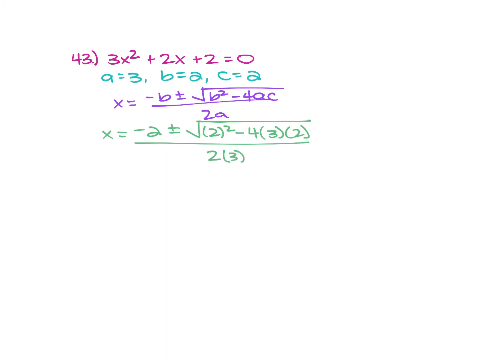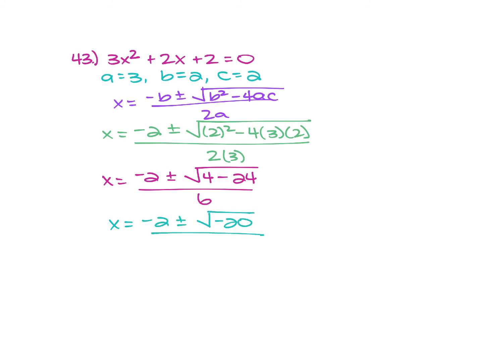The opposite of 2 is negative 2, which is what we have, so that's not going to change. Plus or minus the square root of 2 squared is 4. 4 times 3 is 12, times 2 is 24. So that's 4 minus 24 underneath that radical, and 2 times 3 in the denominator gives you 6. If we subtract underneath your radical, we're going to have x is equal to negative 2 plus or minus the square root of negative 20 all over 6.